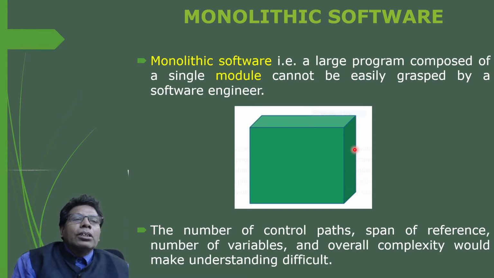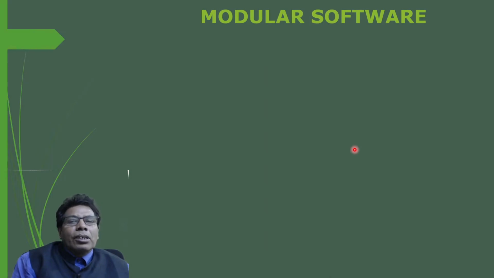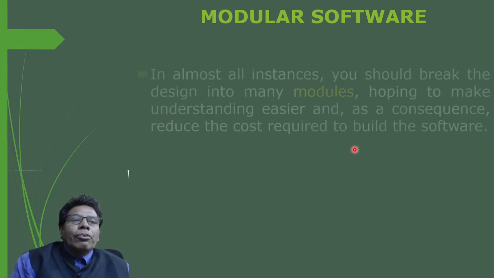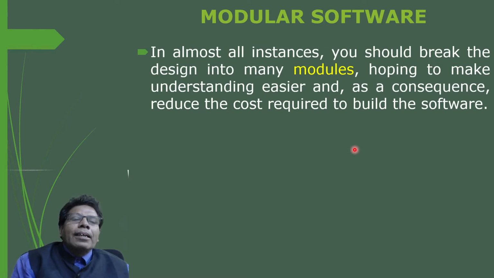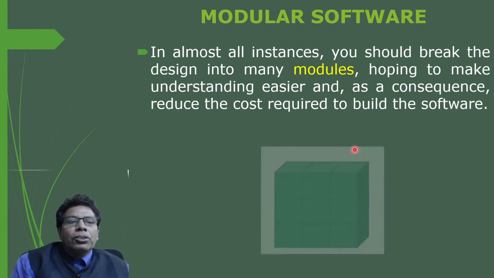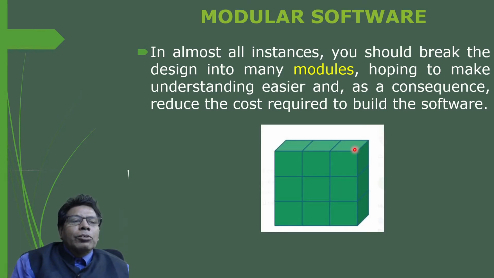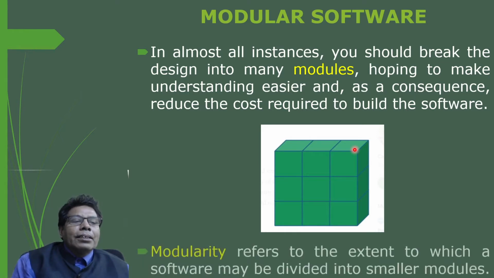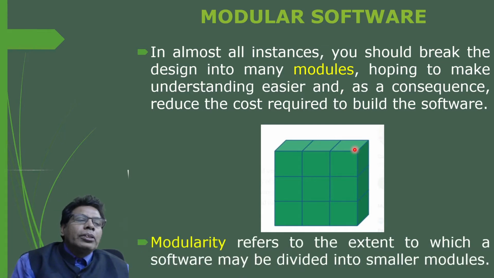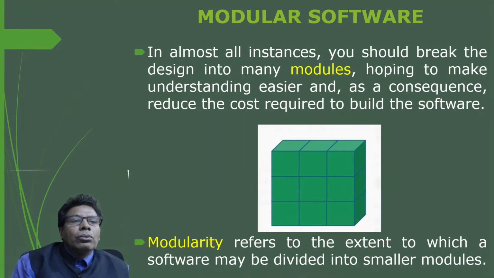So that's why we go for the modular software. So what is modular software? Here we have to break up the software into modules so that we can understand it easier, and it will reduce the cost required to build the software. You can see here the software which was monolithic is divided into a number of modules. And what is modularity then? Modularity refers to the extent to which a software may be divided into smaller modules. As we divide the software, the number of modules is important, and how we divide it, that is nothing but the modularity.